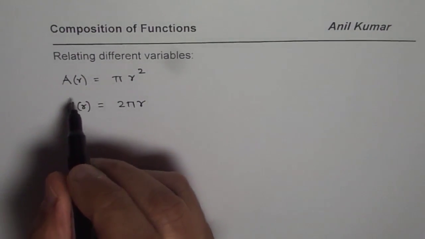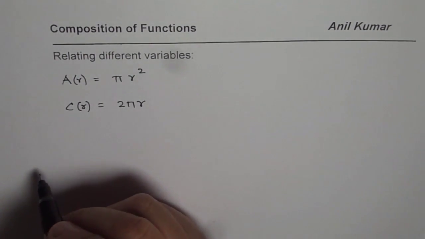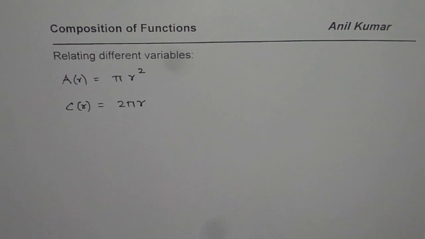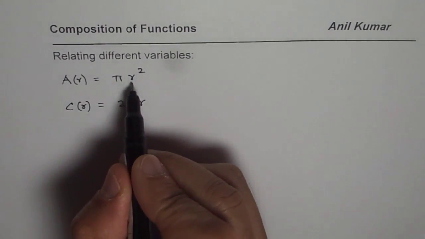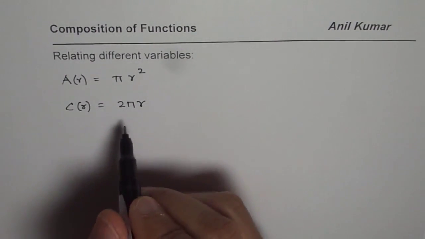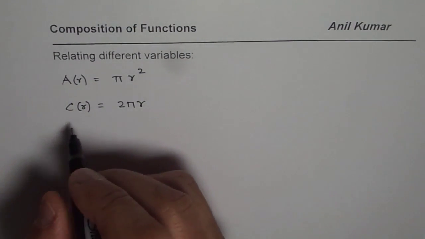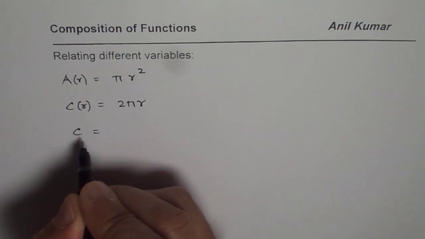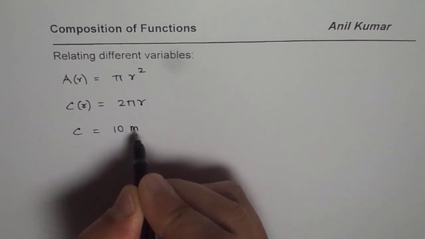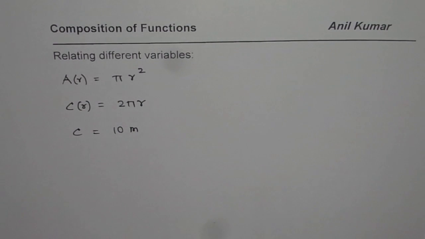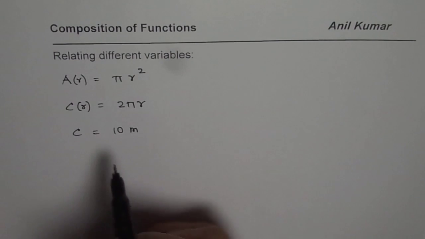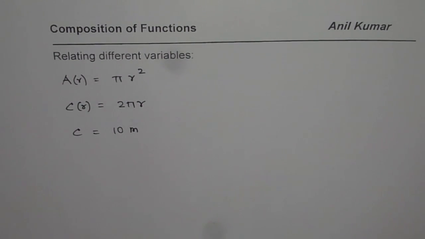Now how can you relate circumference and area? That means we want a relation so that if I know the circumference of something, I can get the area. Now this really means if I know radius of a circle, I know the area. Now the question is, if I know circumference, then what is the area? For example, if circumference C is equal to 10 meters, in that case, what is the area which we will get out of 10 meters of circumference of a circle, right?